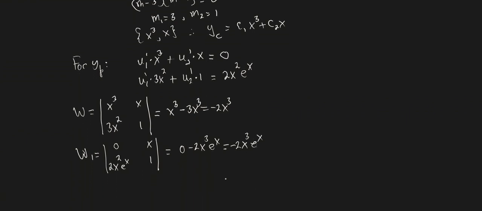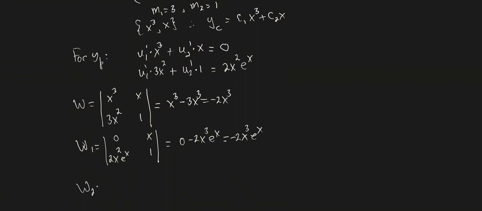And then finally, let's do our W2. So W2, again, go back to the original Wronskian, and replace now the second column with the column 0, 2x squared e to the x. So we have x cubed, 3x squared, 0, 2x squared e to the x. Again, use our 2 by 2 formula. So what do we end up with? 2x to the 5th e to the x minus 0. So that's positive 2x to the 5th e to the x.